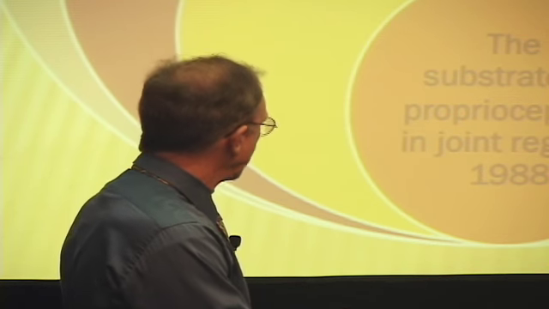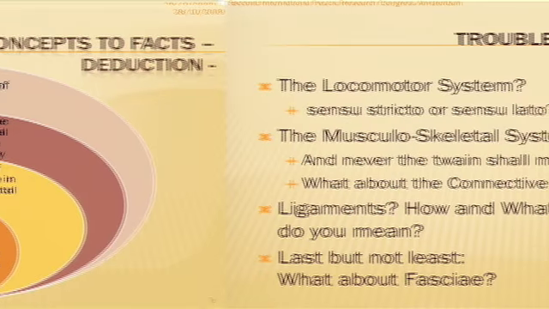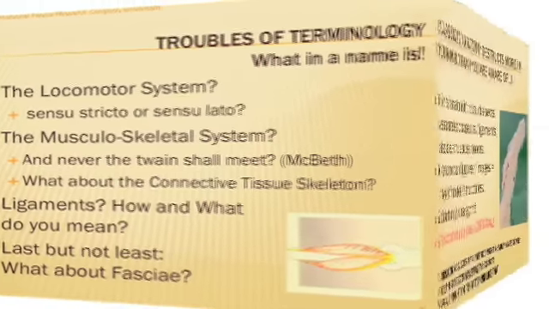So what he's looking at here is the joint region of the elbow. He's looking at the architecture, the connective tissue, and leading to some comments on the anatomy of fascia. But you need to pay attention to the terminology. Are we talking about the locomotor system, the musculoskeletal system, or some of both? Ligaments, where are they? And finally, where is the fascia?